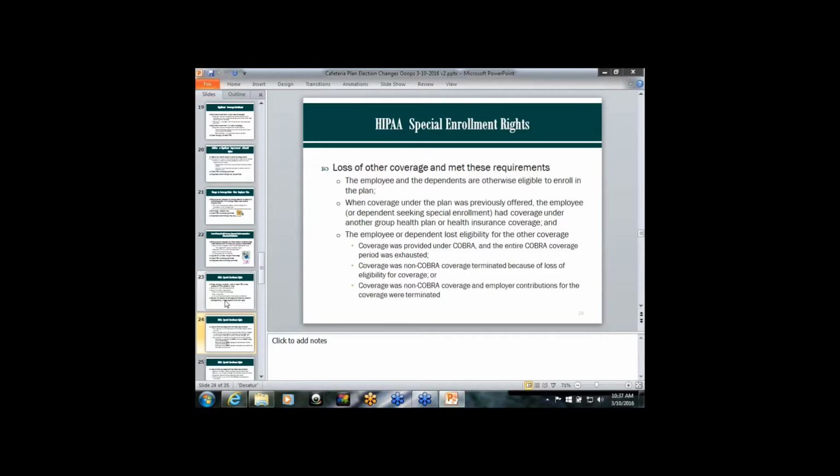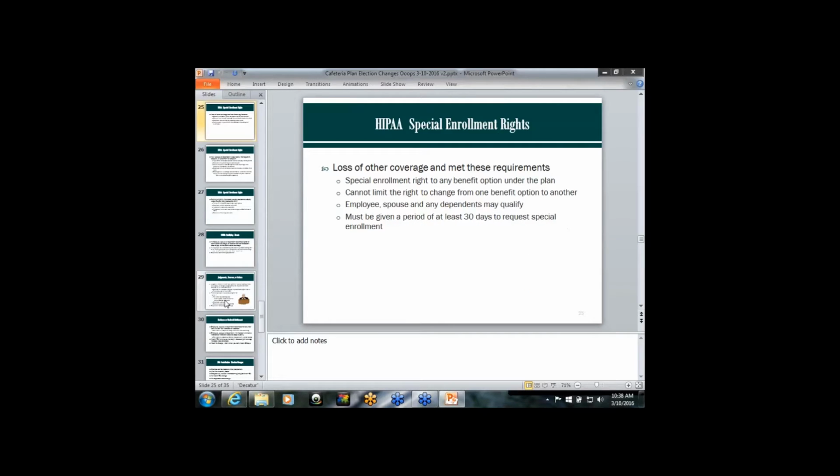Oftentimes, an employee will come in and say, well, my spouse's employer used to contribute 100% to it, and now they're only contributing 75%. So that's a loss of coverage, and I have a HIPAA special enrollment right. And unfortunately, the answer is no, that isn't. Even though the benefit was reduced, it's not a loss of coverage, so no special enrollment rights exist.